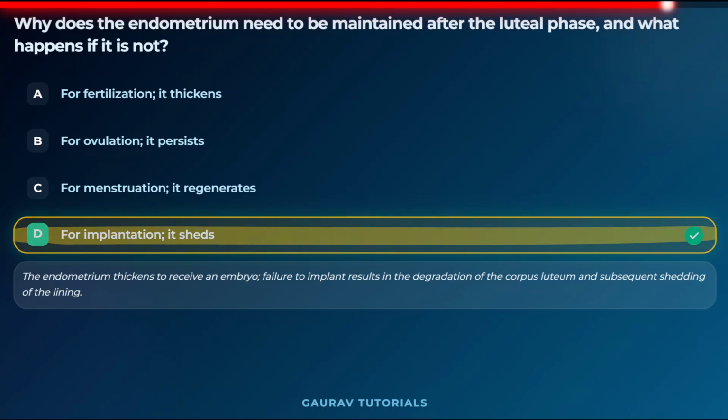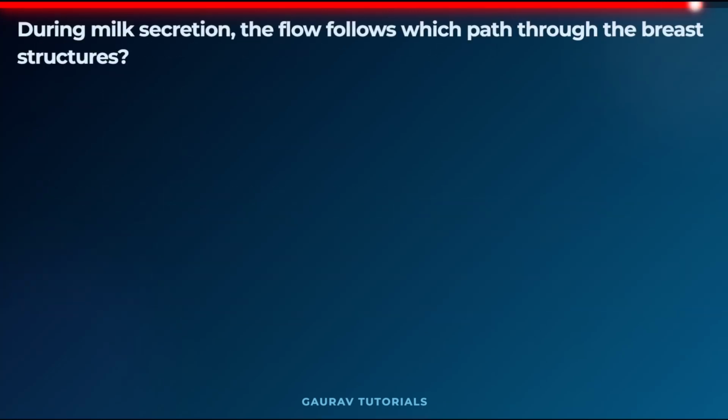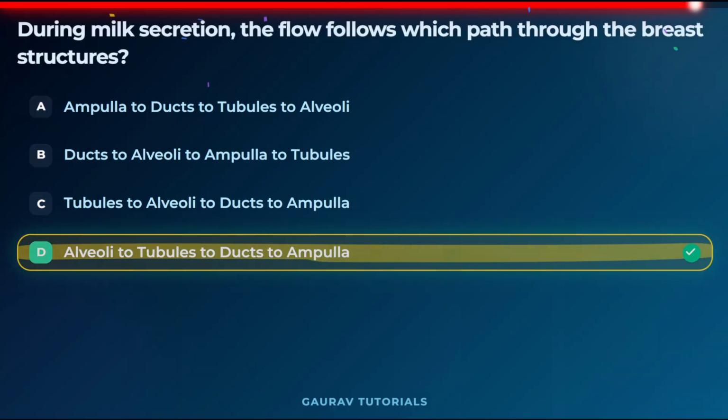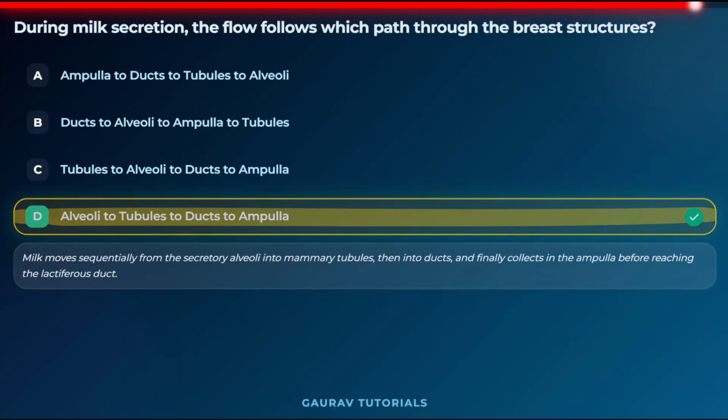The last question for the day is: during the milk secretion, the flow follows which path through the breast structures? The options are: and the correct answer is option D, alveoli to tubules to duct to ampulla. So these were the 25 questions.